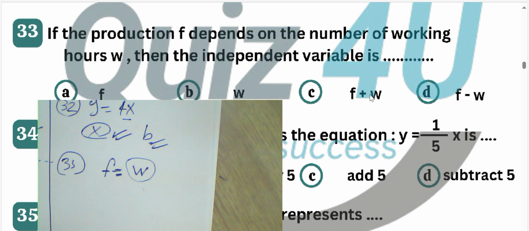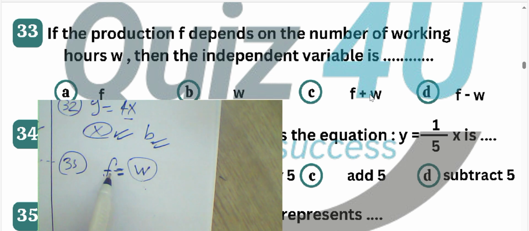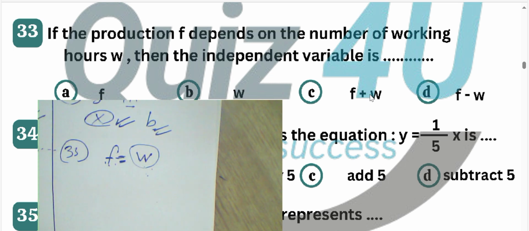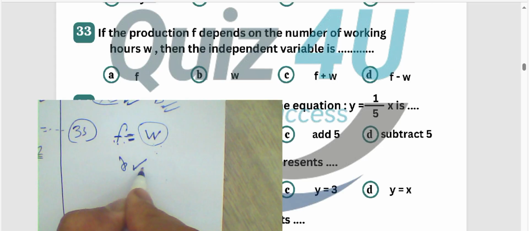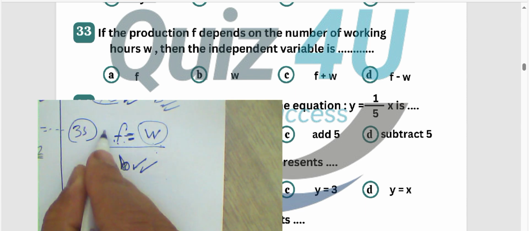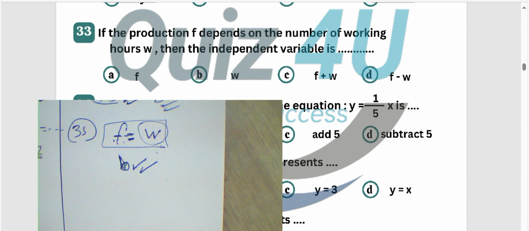If he worked 3 hours, then the total will be F equals 3 product by W. Then the independent here, look at this phrase: depend on. Depend on means independent. Independent for what? W. Because F depended on W. Choose letter B, because F depends on W. Next question.